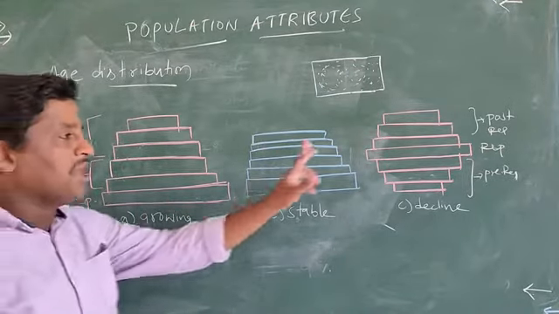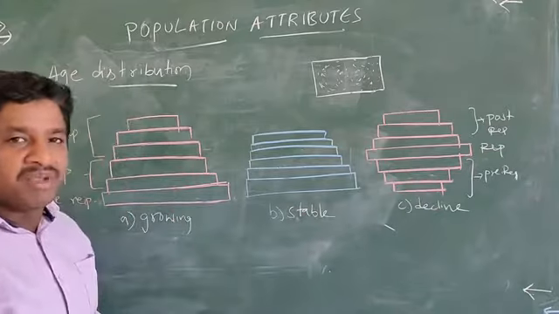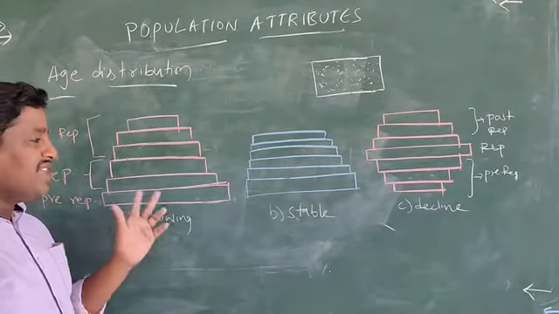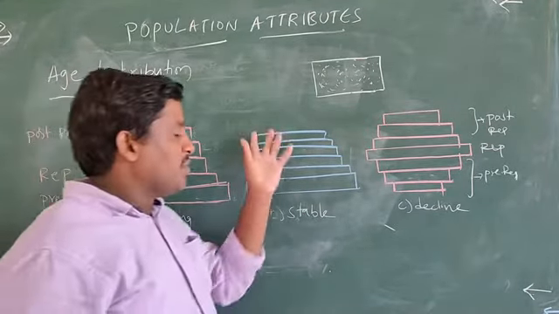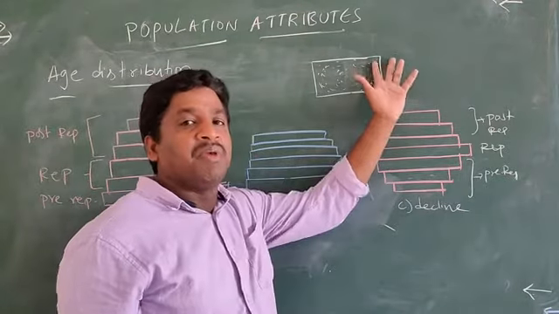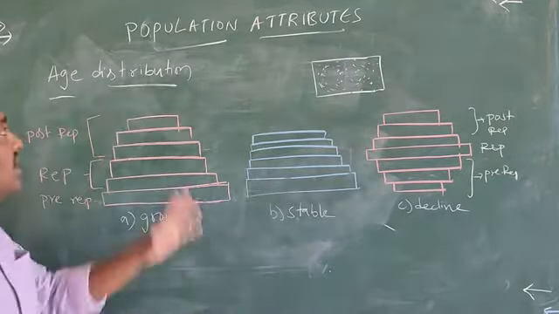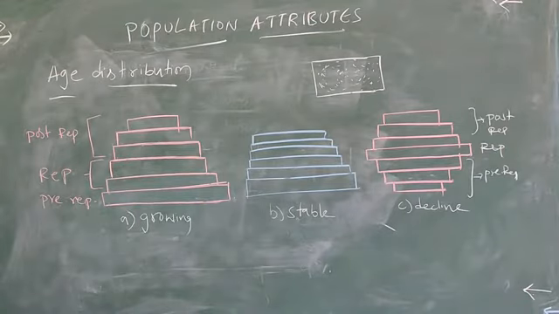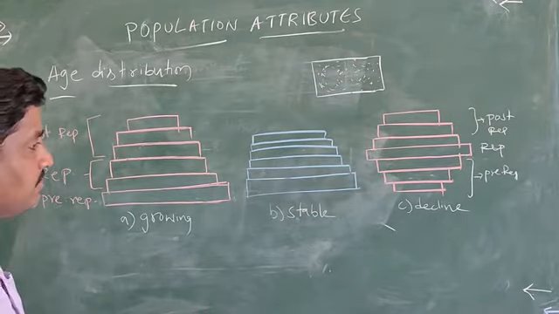So the shape of the pyramid reflects whether the population is growing, stable, or declining. Okay, so this is the age distribution.